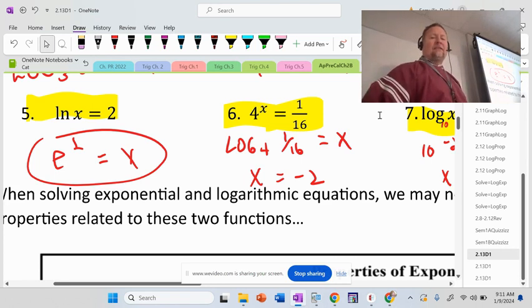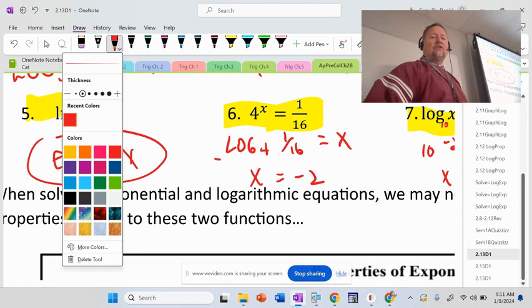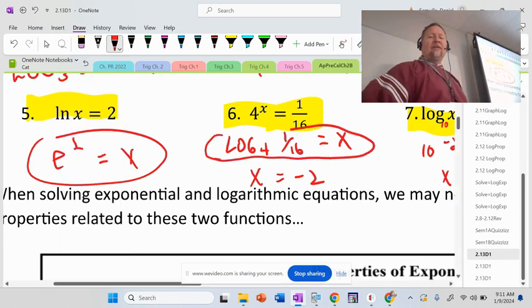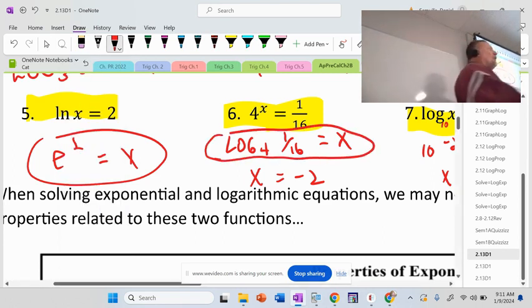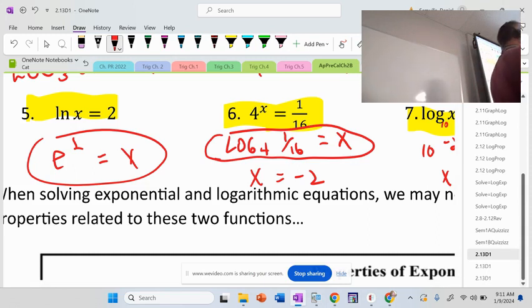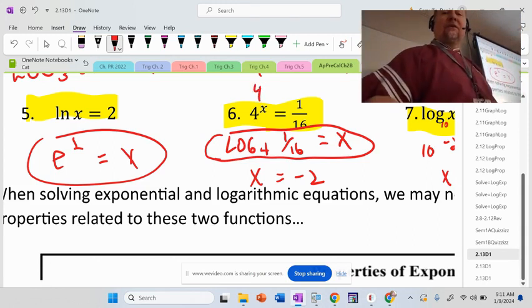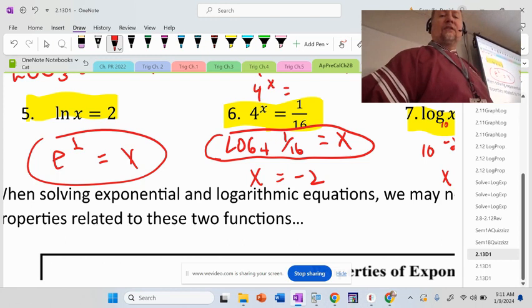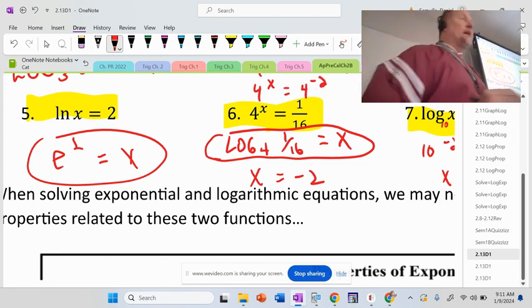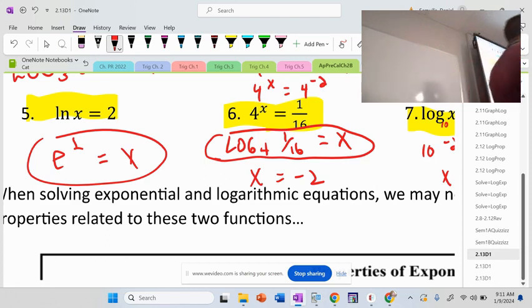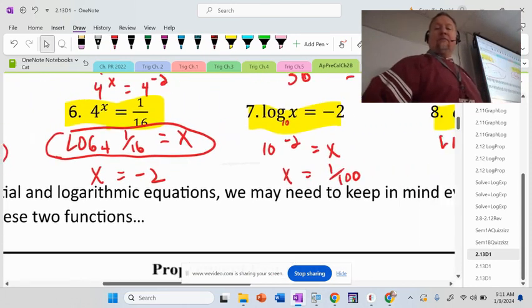I don't think it's smart to change this to a logarithm, because you'd still have to know 4 to what power equals 1 over 16. So you could actually handle that this way, this is our next part of our notes. Another way to handle this is just to change this to 4 to what power? And the answer would be 4 to the negative second equals 1 over 16. And then 4 to this power equals 4 to that, x equals negative 2. All right, moving along fast.